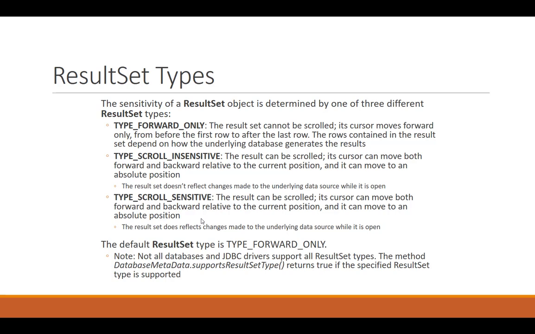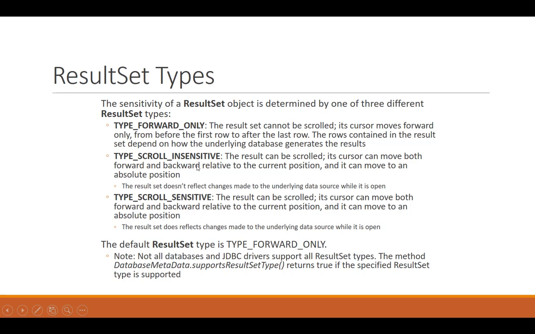They have a type scroll insensitive. The result can be scrolled. The cursor can move forward and backward relative to where you are, and it can move to an absolute position. So this gives you better control over being able to navigate the collection. And there's a type scroll sensitive, and the scroll sensitive, the results can be scrolled, the cursor can be moved forward and backward, and it can move to an absolute position. And in this case, though, the result set does reflect changes made to the underlying data source while it is open.